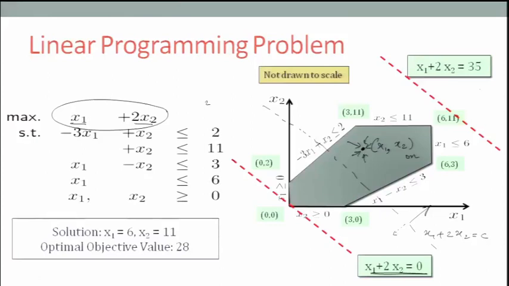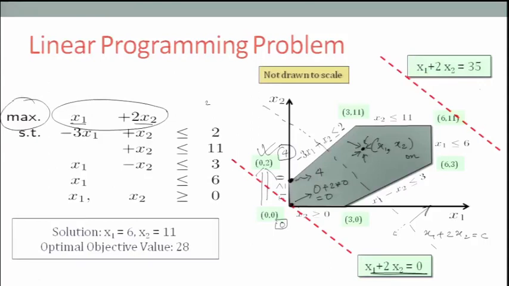Okay, let's take examples. Let's take 0, 0. 0, 0 gives you 0 plus 2 times 0, which is 0. So the objective value achieved here is 0. But if you look at this point, 0, 2, this achieves an objective value of 4. So obviously 0, 2 is better than 0, 0, because the point 0, 2, which satisfies all the constraints, achieves an objective value of 4, whereas 0, 0 only achieves an objective value of 0. And we are interested in maximizing x1 plus 2x2.